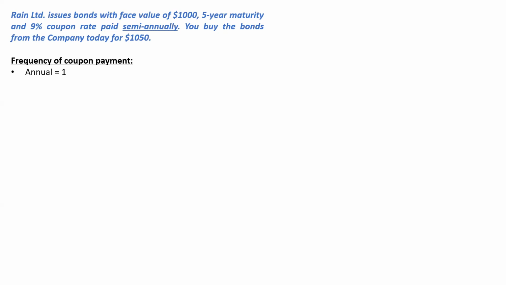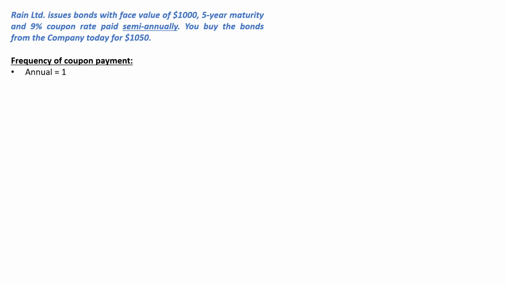So let's go to the next level. Now, Rain Limited issues bonds. The face value is 1000. It's a 5-year maturity and a 9% coupon rate is paid semi-annually. So we are moving on from annual coupon paying bonds to now semi-annual coupon paying bonds. Semi-annual means once every 6 months.